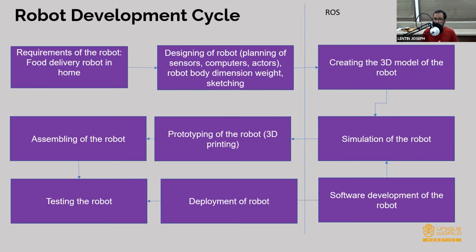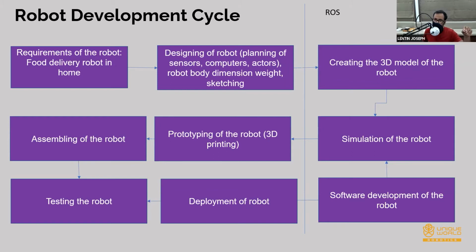So first, if you are planning to create a robot, we will have some set of requirements, right? For example, I need an indoor robot which can autonomously supply food in my home. So it will fetch.